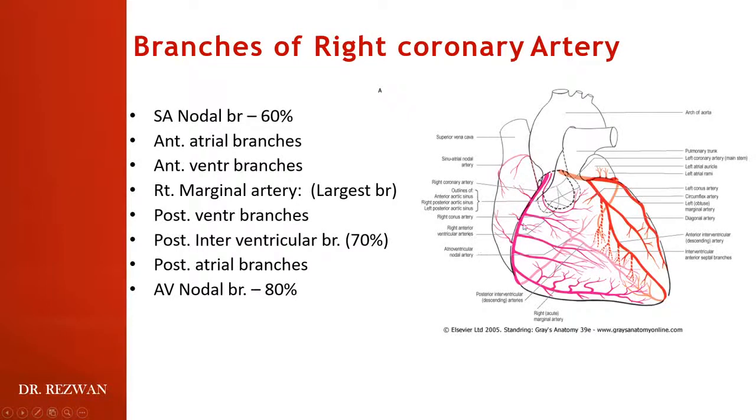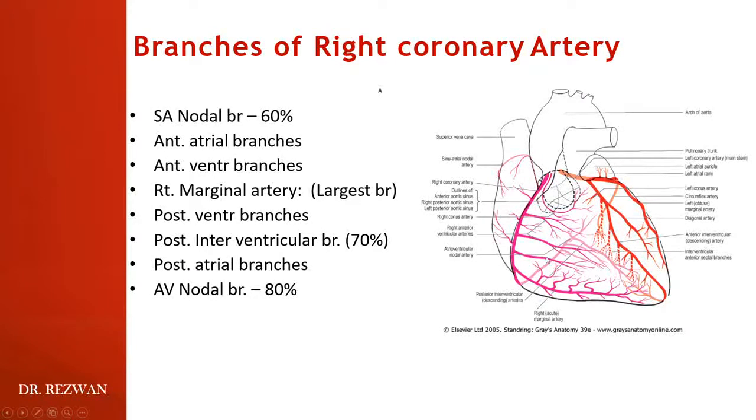Then the posterior ventricular branch will go posteriorly, winding round and going to the posterior aspect. The branch coming from the right coronary artery is the posterior ventricular branch. It also gives the posterior interventricular branch that I have shown you before. This is one of the largest branches, the posterior interventricular branch, which is going into the posterior interventricular groove, this one.